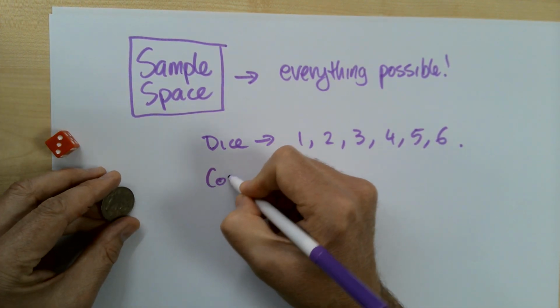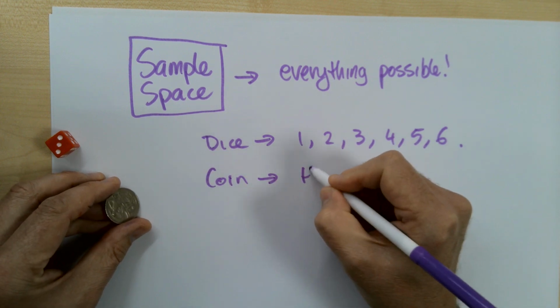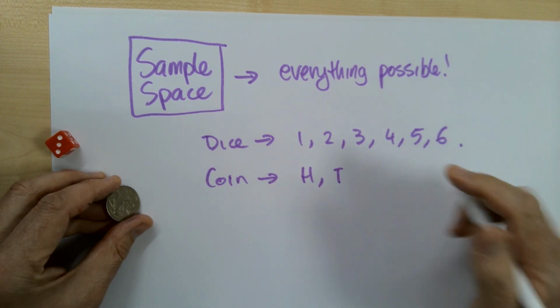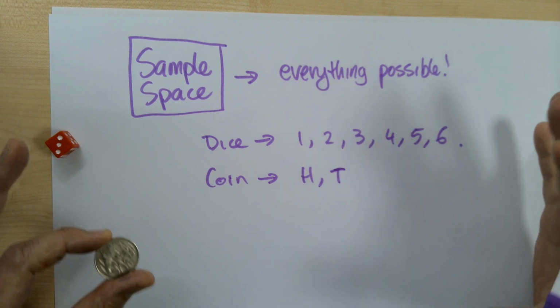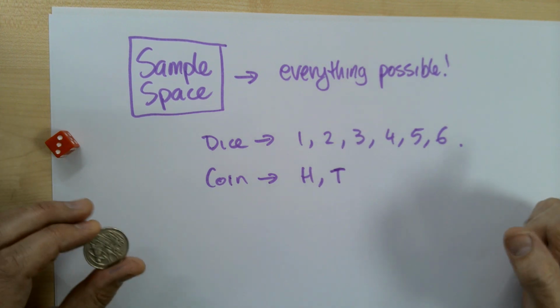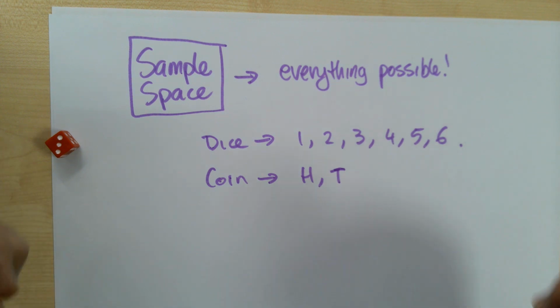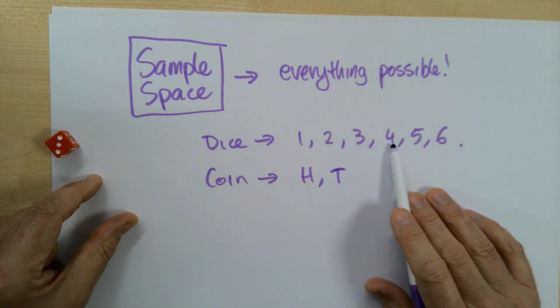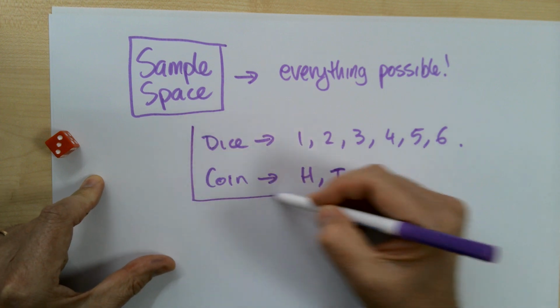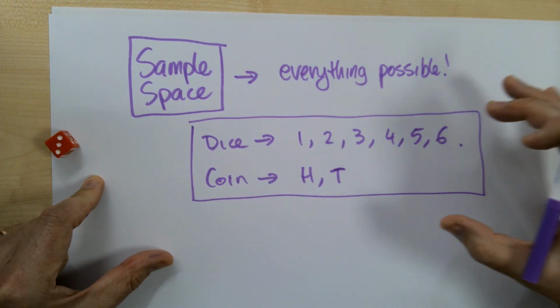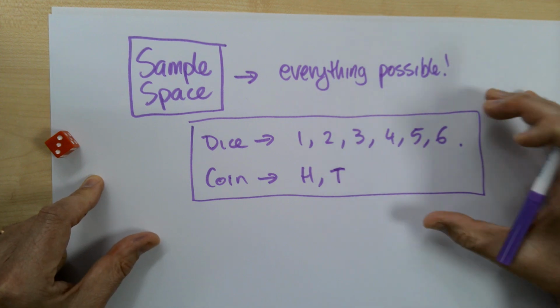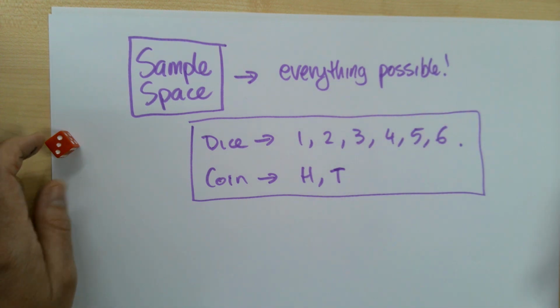If I've got a coin, it's even simpler. I've got heads or I've got tails. That's it. That's sample space. It's just a list of what can possibly happen. Okay, now sometimes it can be a bit of a trick to get that. Okay, and we'll look at some tricks a little bit later on. Okay, but whenever it says sample space, that's all it's looking at, is just a list of what is possible.